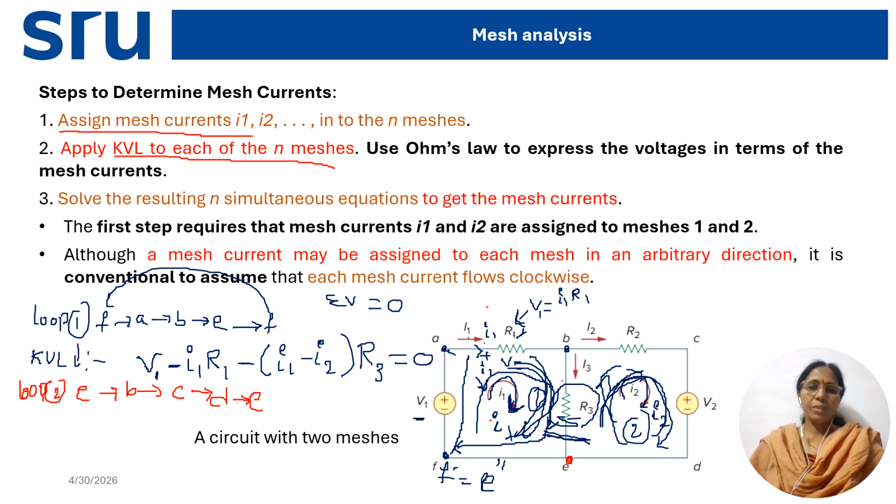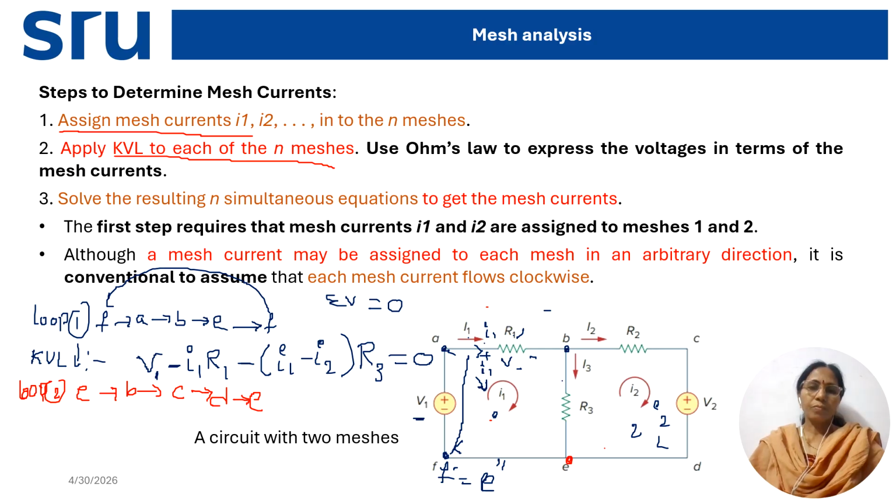In between E to B, the element is R3. Now this is our direction. Let me erase other ink marks here. Now look at this, red color. This is our direction, clockwise direction. Is it right? Now in our direction, the voltage drop across R3 is taken as R3 into current. What is the current now?